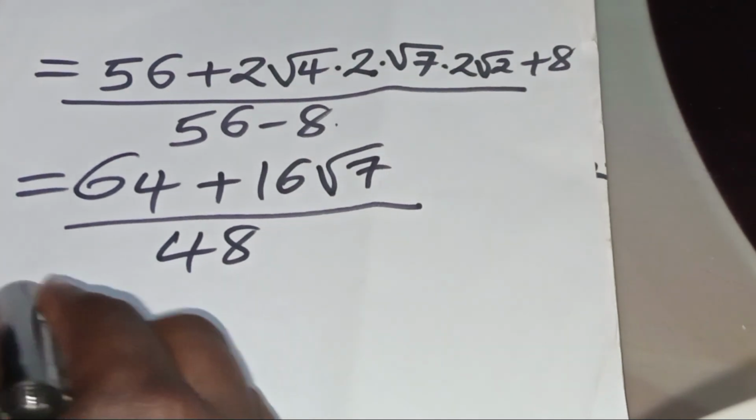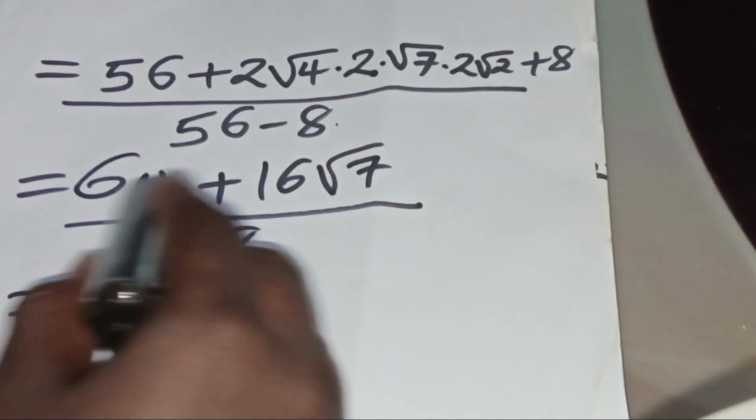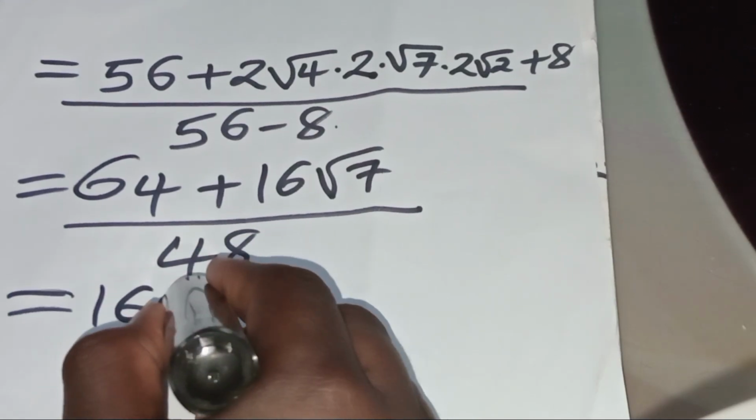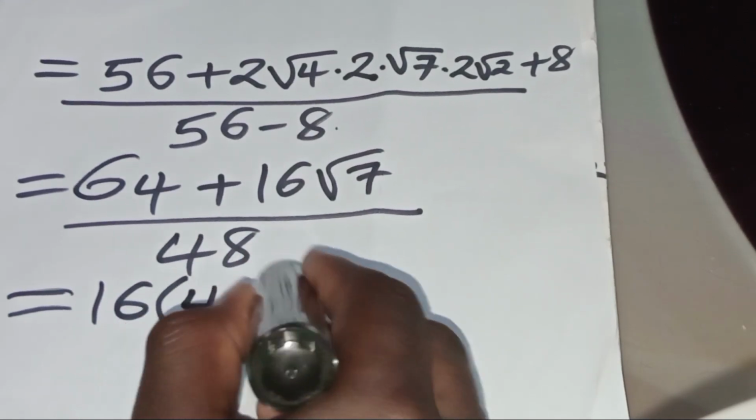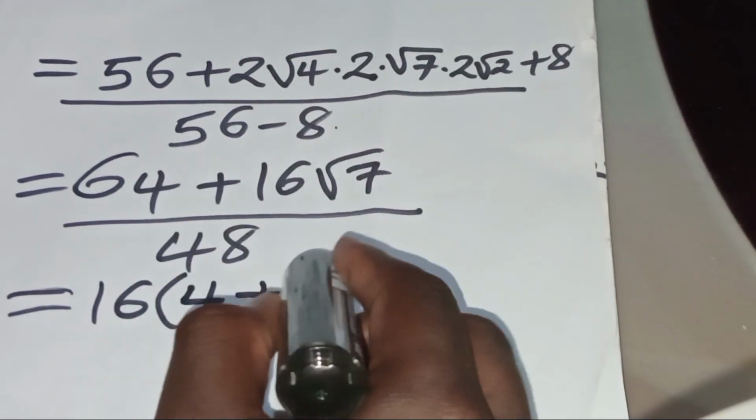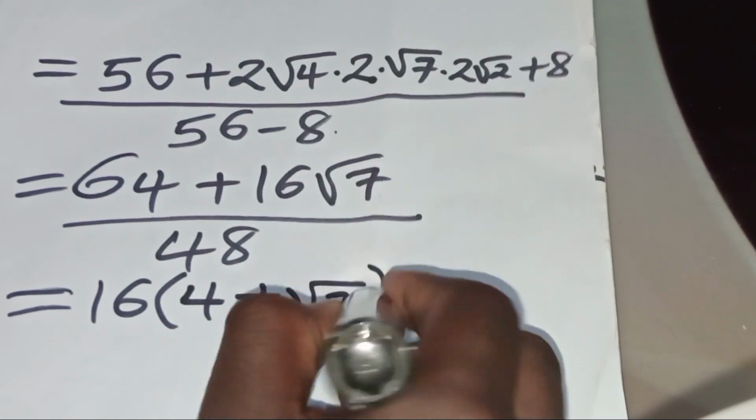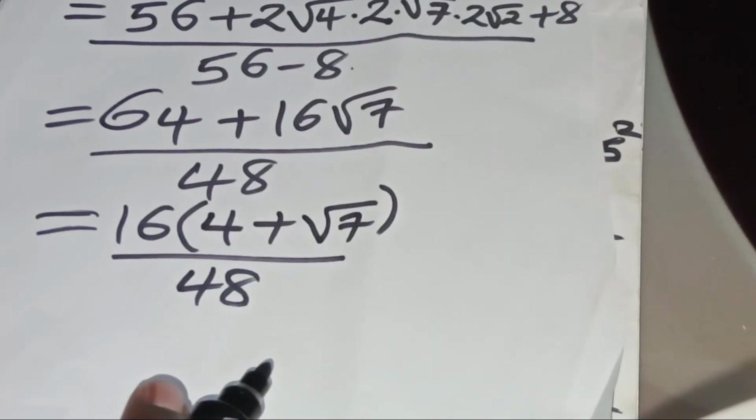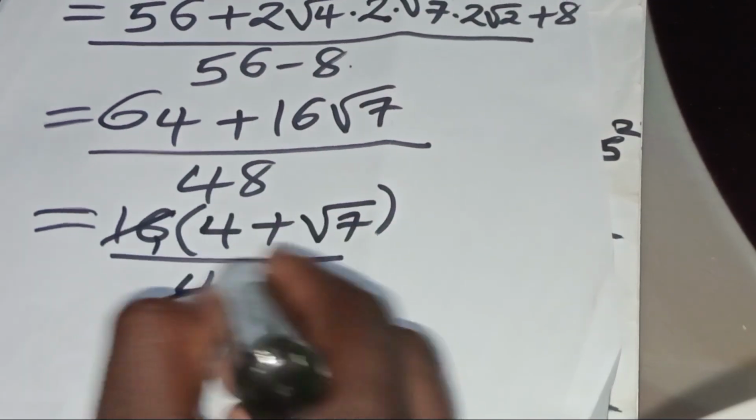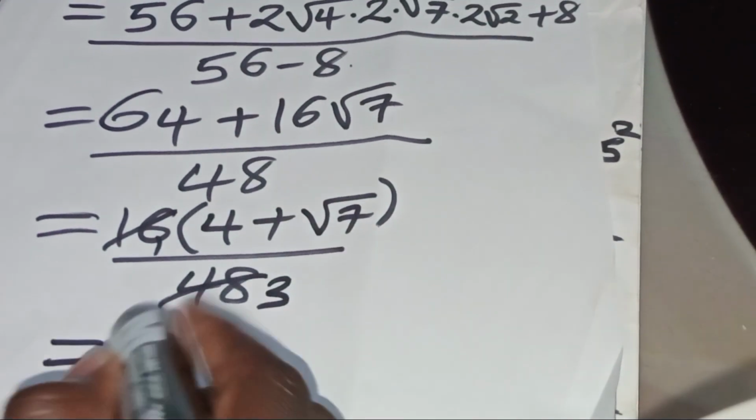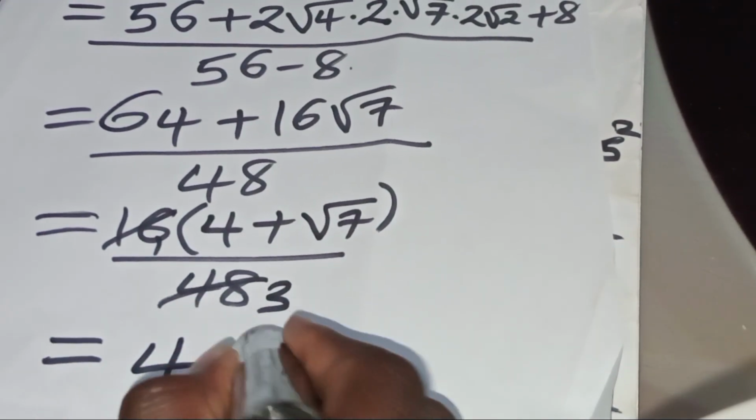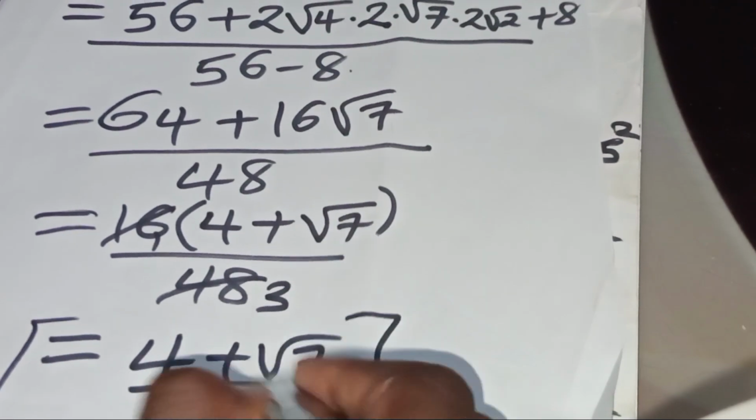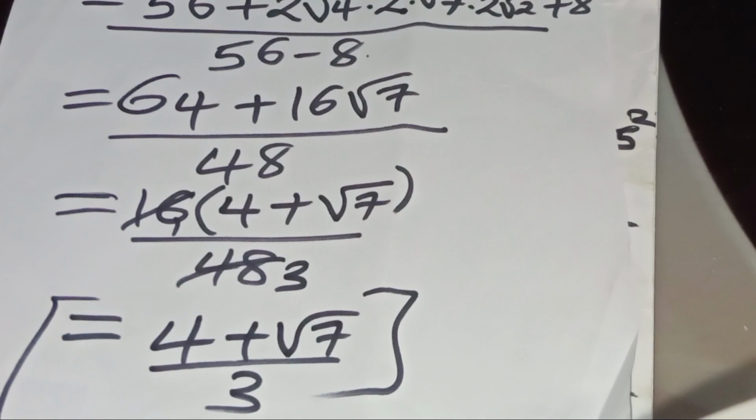Now from here, 16 is common, we can factor out 16, so that here we'll have 4, you see 16 times 4 is 64, plus the square root of 7, divided by 48. So let's simplify here. We simplify by 16: 1 by 16, 3 by 16, so that now the solution here is 4 plus the square root of 7 divided by 3. So this is the solution applying method 2.